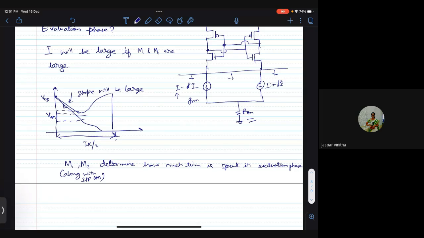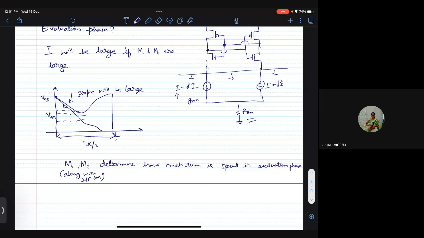Okay, and the clock by 2 minus that much time will be available for regeneration. So if you spend too much time in evaluation, you will have less time for regeneration. On the other hand, the advantage you get is a larger initial value for the regeneration. So you have to simulate and decide the sizes of M1 so that you have a good balance between the initial voltage that you are establishing across the positive feedback network and how much time you have left for the regeneration to take place.